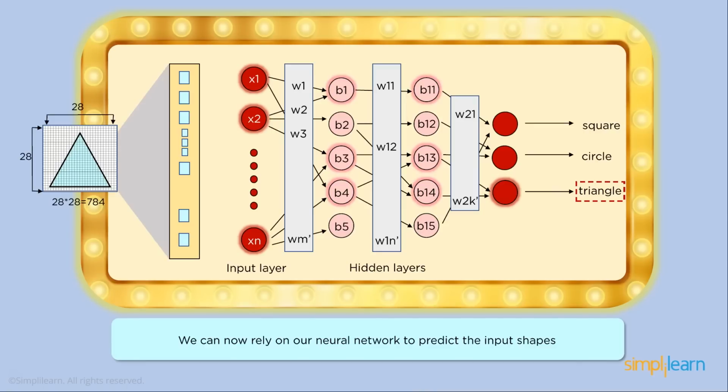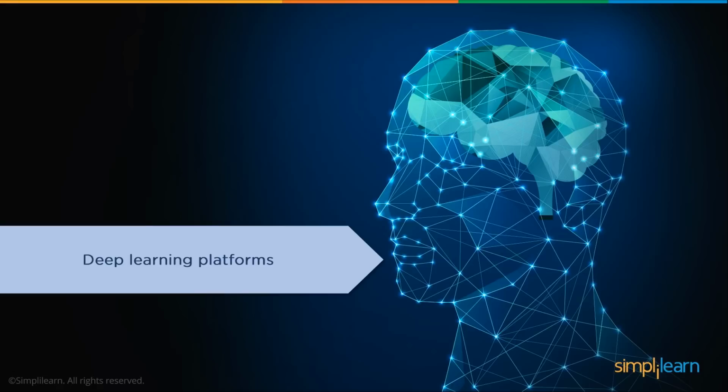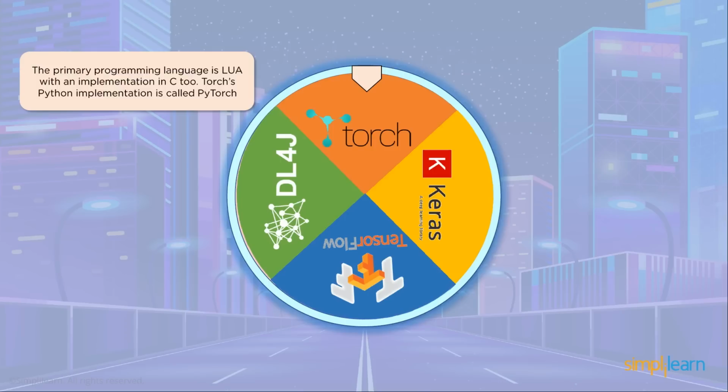And you can see we have a triangle coming in here, and it goes through. Here's our circle going through, and it's going to light up the circle, and so on for the square. So before we dive into some hands-on, let's take a look at some deep learning platforms. We're going to look at 4 of these platforms, and we're going to start with Torch.